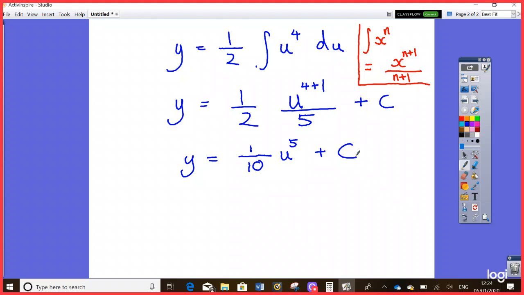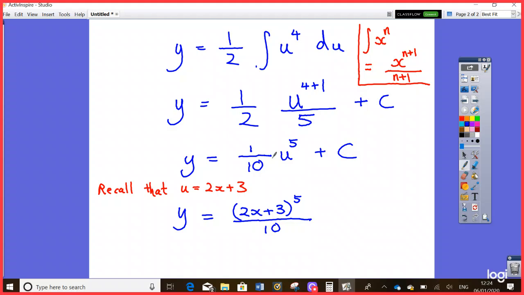Well, what's u? What did we say u was? So again, using red here, recall that u is equal to 2x plus 3, right? So now we can put that back in, and that's your final answer. You can write 2x plus 3, to the power of 5 over 10. Instead of writing 1/10 of, why not just divide by 10, plus c? Finish.